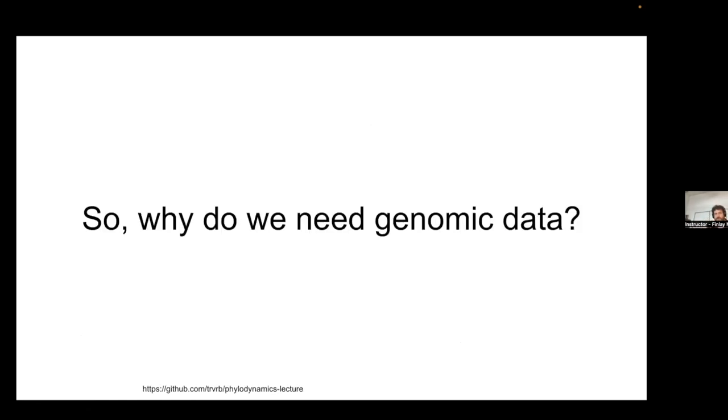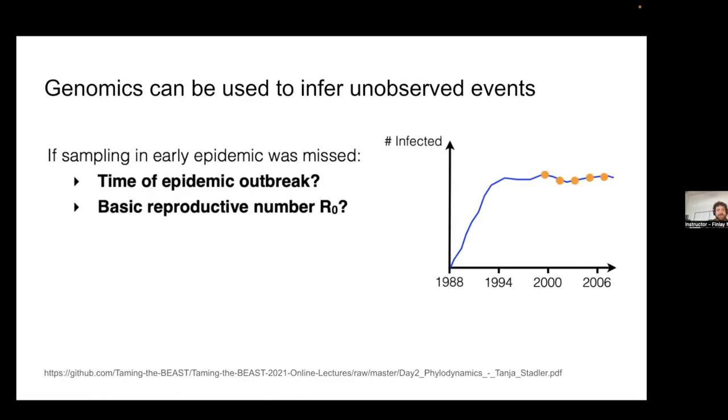So if we can do all that from our case count data, if we can build these classic epidemiological models by which we model the dynamics of an infectious outbreak or a pandemic, why do we need genomic data? Why is genomic data useful? Why is genomic epidemiology a thing? Which I hope some of you are starting to understand by this point in the course. Well, the great thing about genomes is they can be used to infer unobserved events, right?